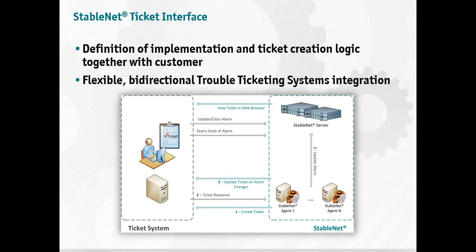And from StableNet, there's also the possibility to view the ticket in a web browser if the ticket system provides a web interface, which can be quite convenient for the operators using StableNet. This makes it quite easy to just take a look at the ticket by clicking in the StableNet GUI. No need to copy and paste the ticket number into the ticket system or something like this.